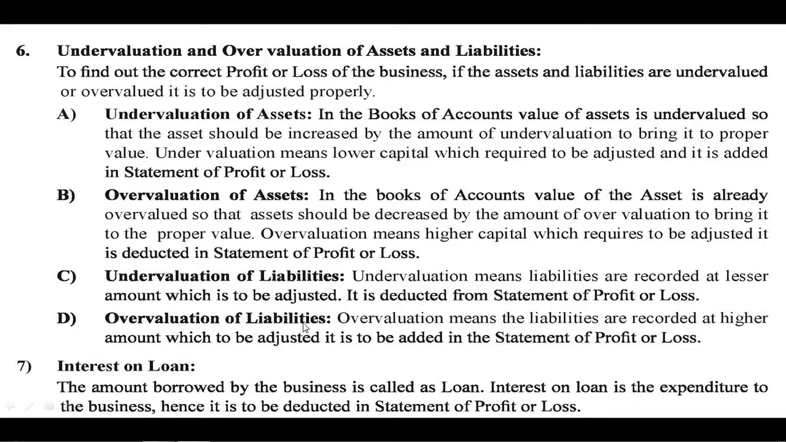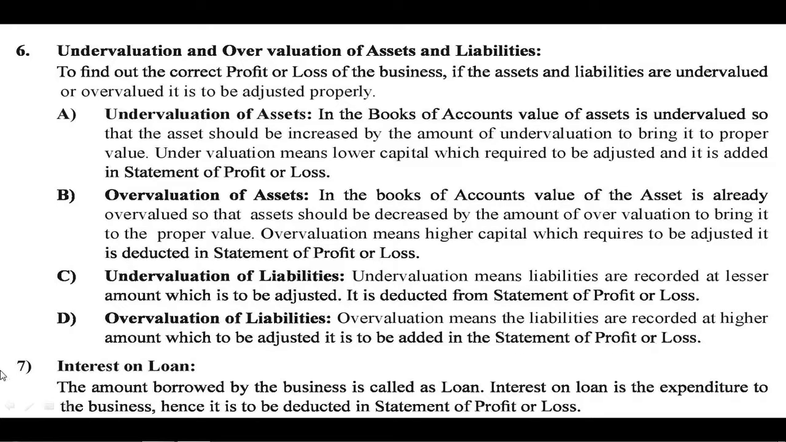Point D is the overvaluation of the liabilities. It means the value of liabilities is written more than the actual value. In order to get the correct value, we have to decrease the value of liabilities. So when we decrease the value of liabilities, our profit increases. So it is added in the statement of profit.